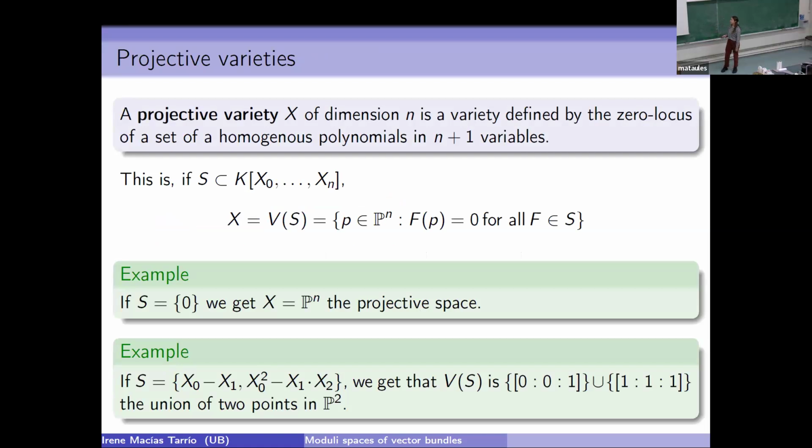So for example, we have S as a set of polynomials. A variety would be the points in the projective space such that all the polynomials in our set are 0 at that point. So for example, again, if the polynomial is 0, we have the whole space, now the projective space. Another example will be this one, that maybe is more difficult to see. If we have these two polynomials and we want to see the zero locus of these polynomials, we get the union of two projective points. So this will be another example of projective sets.